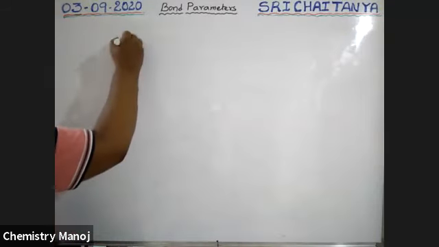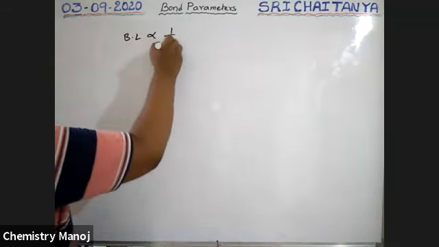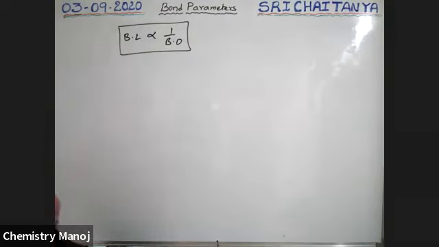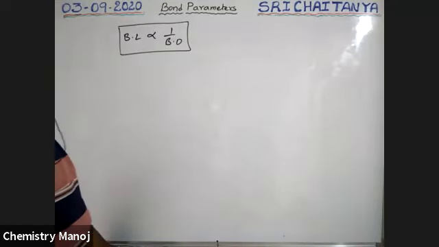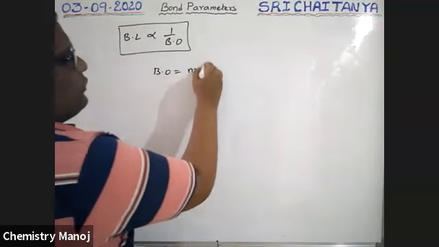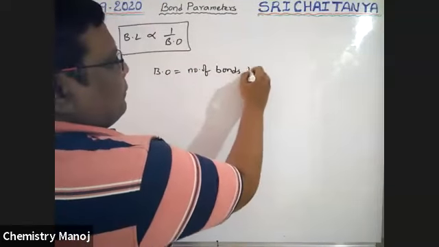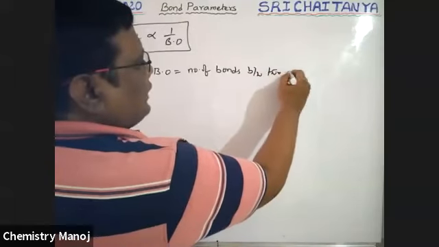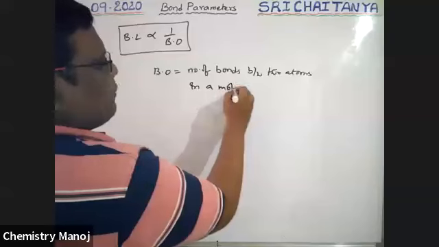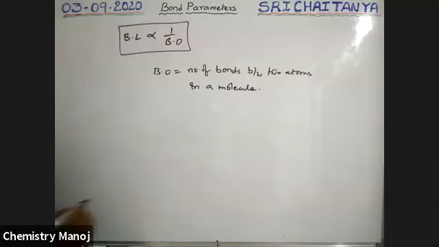Next, bond length is inversely proportional to bond order. What is bond order, boys? Bond order is nothing but the number of bonds between two atoms in a molecule. The number of bonds between two atoms in a molecule is called the bond order.